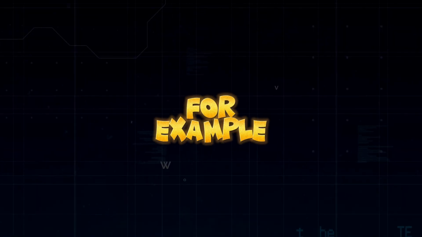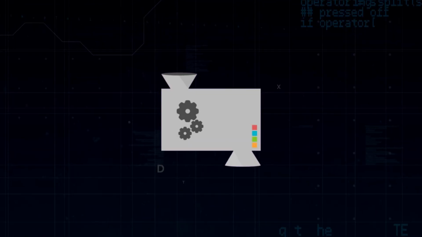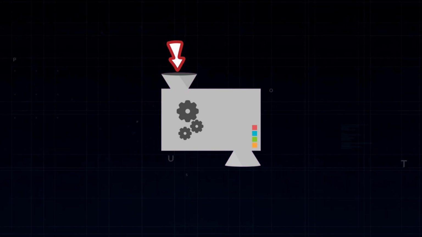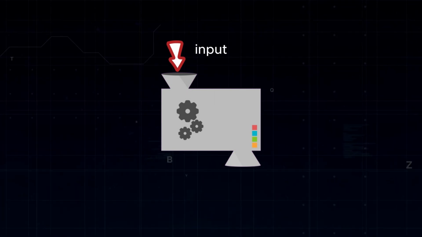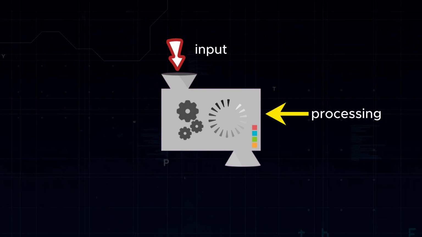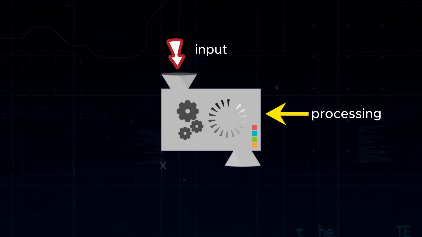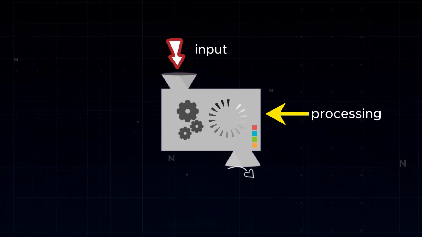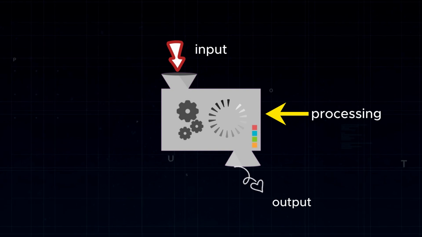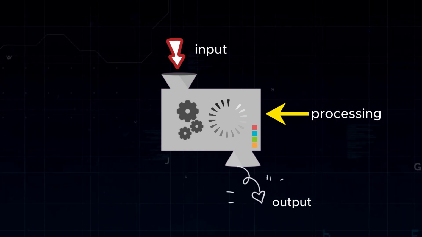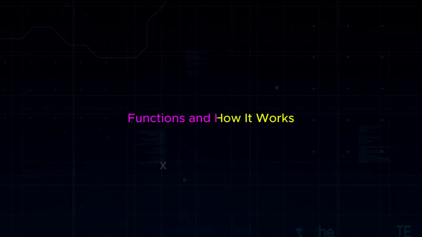For example, let me visualize this. Imagine a function as a magical machine. You can feed the machine a specific value, and this is the input. Inside the machine, the input undergoes a transformation or calculation based on a set of rules. And after processing the value, the machine produces a new value, which is the output, based on the input and the processing rules. Hope you understand what a function actually is and how it works.